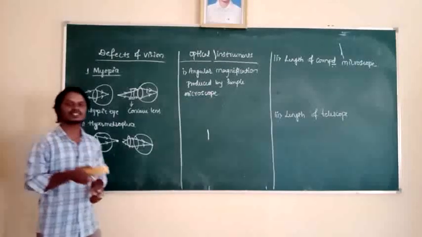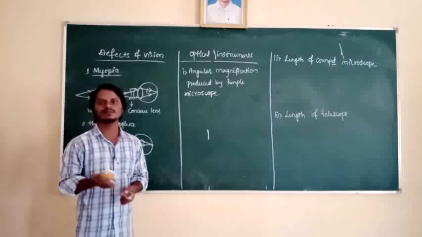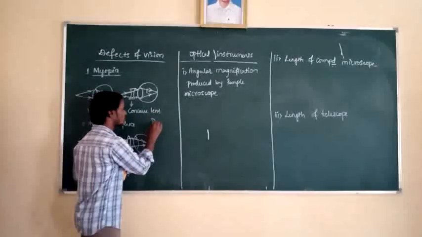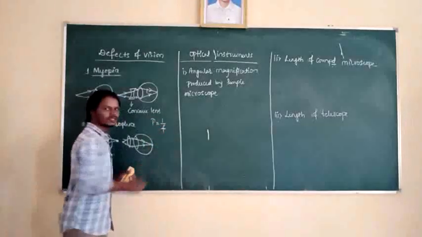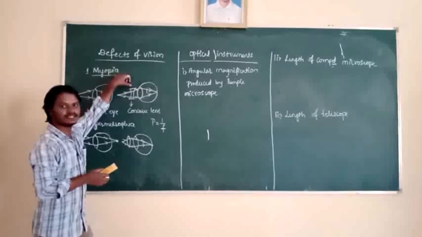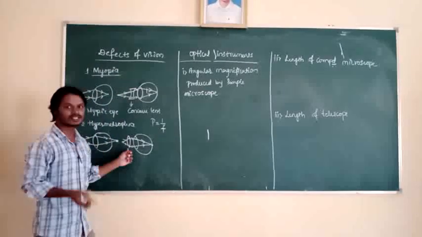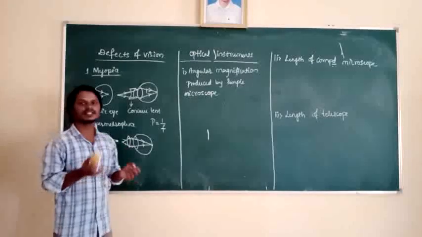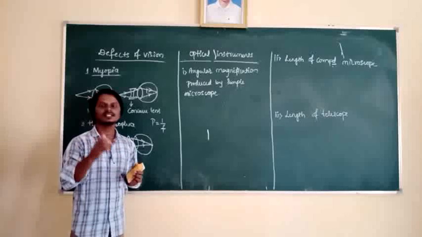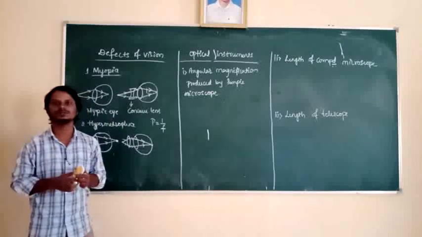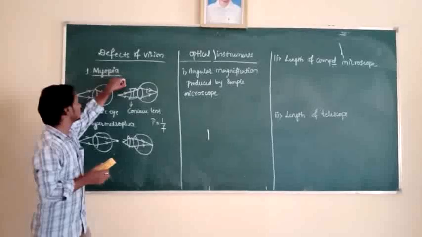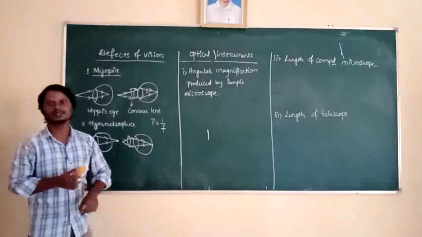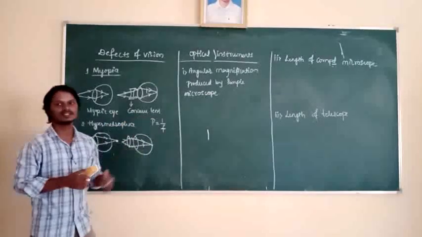Then what is the power of convex lens? That is positive, because focal length of convex lens is positive. And already you know what we mean by power of lens: power of lens is the reciprocal of focal length. So power of concave lens is negative, but power of convex lens is positive. So which type of lens is used to correct hypermetropia? The lens having positive power. Then which type of lens is used to correct myopia? The lens having negative power, because the concave lens has negative power.